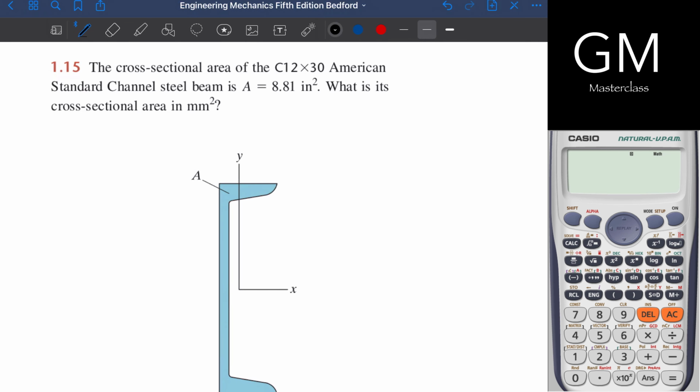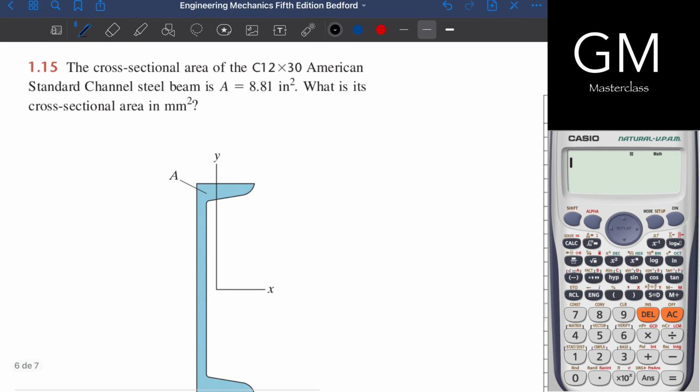Okay, we will solve the next exercise. The exercise tells us the cross-sectional area of the C12x30 American Standard stainless steel beam is A equal to 8.81 square inches. What is its cross-sectional area in square millimeters?